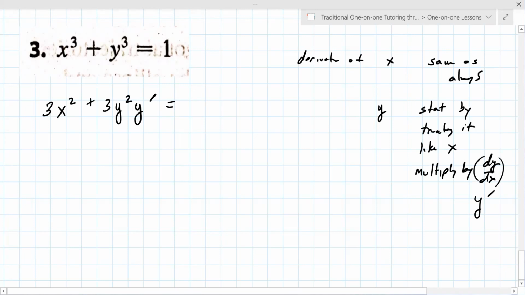Equals 1. What's the derivative of a constant? 0. d dx of a constant is always 0. Yeah. I know there's a lot thrown at you in a short amount of time. So from here, it's okay. Keep going. Sorry. From here, you're going to solve for y prime.